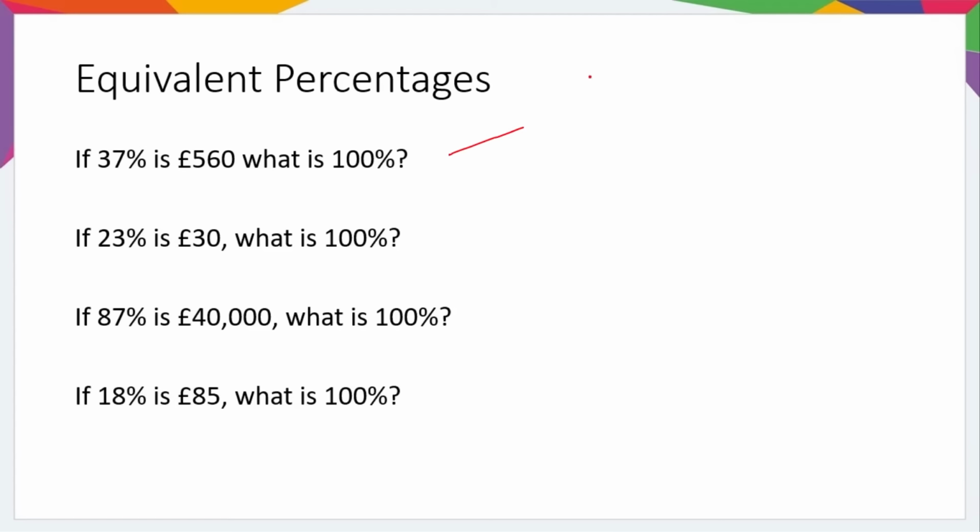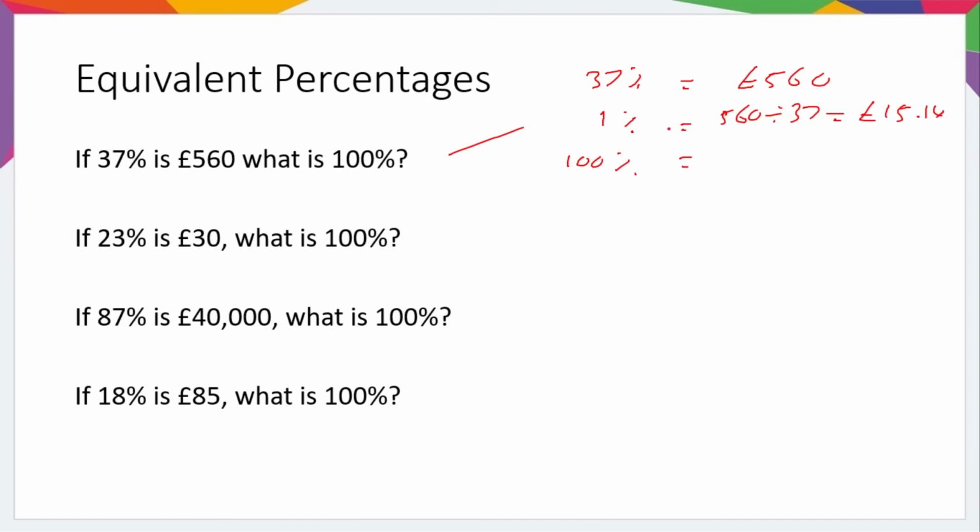So 37% equals 560. We want to work out 100%. Now 37 is not a factor of 100. So what I'm going to do is work out 1%. So if 37% is 560, then 1% is going to be 560 divided by 37. And that comes to a total of £15 and 14p. Although it's quite a long decimal answer, I'm just going to keep it in the calculator for now, rather than round it.